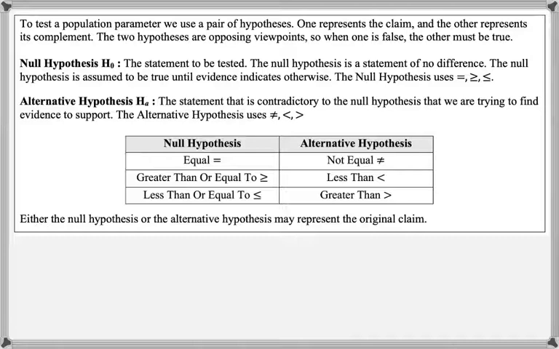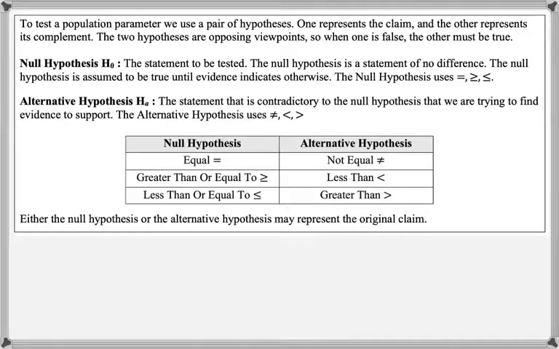The first is the null hypothesis, which is denoted by an H with a subscript of 0. This is the statement to be tested. The null hypothesis is a statement of no difference. The null hypothesis is assumed to be true until evidence indicates otherwise. And the null hypothesis must use an equal sign, a greater than or equal to sign, or a less than or equal to sign.